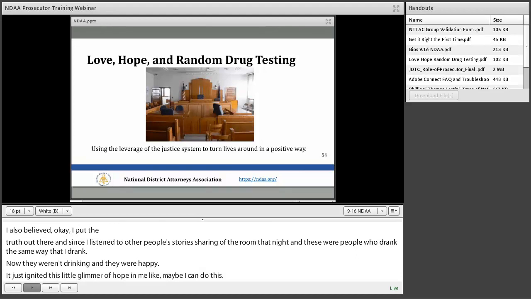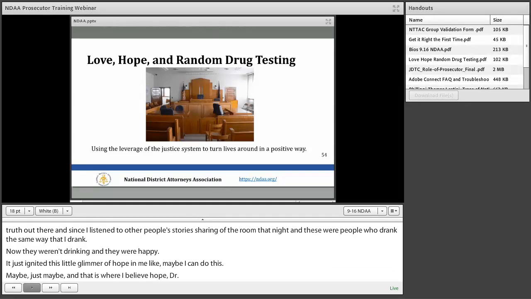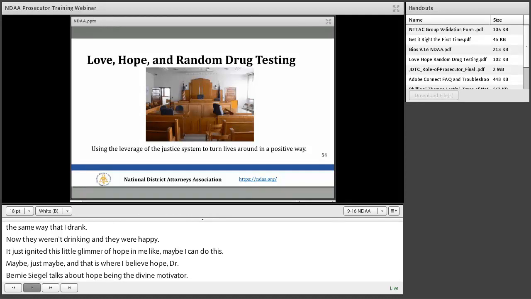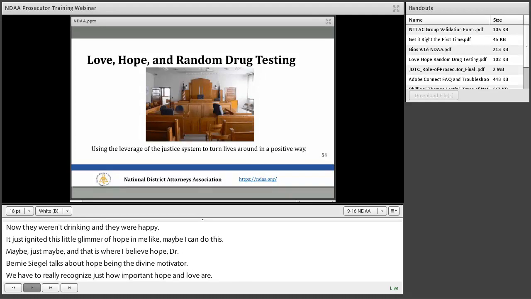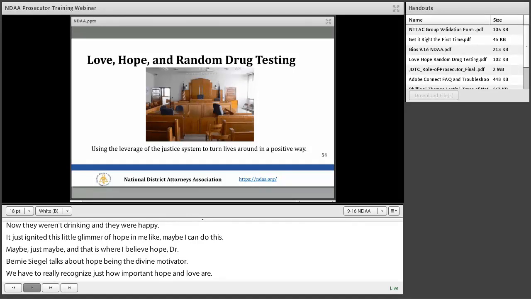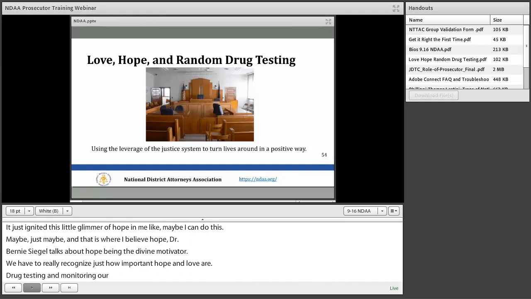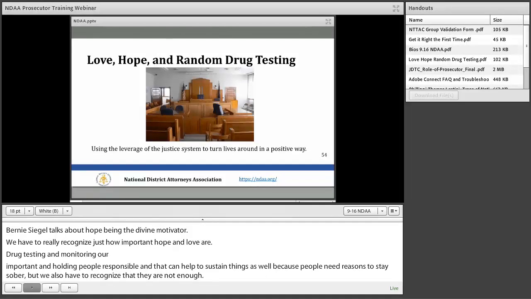And that's where I believe that hope is, Dr. Bernie Siegel talks about hope being the divine motivator. And so we have to really recognize just how important concepts like hope and love are. And drug testing and monitoring, they're important, and they're holding people responsible, and that can help to sustain things as well, because people need reasons to stay sober. But we also have to recognize that they're not enough. If we want to sustain long-term behavior change, we have to connect people with things that bring them love, bring them hope, bring them meaning and purpose. And that's how you sustain that behavior change.